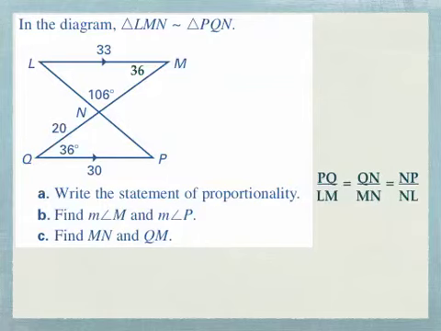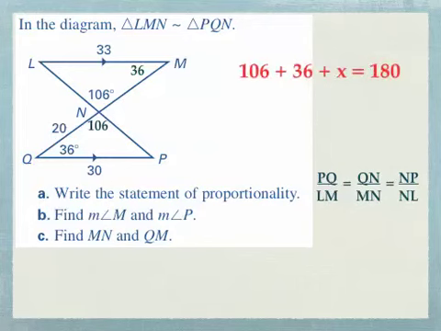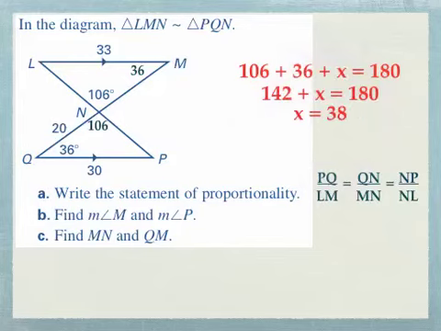To find the measure of angle P, first of all, I can say that because of vertical angles, because the top angle there is 106, the bottom angle QNP is going to be 106. And then I can use the triangle sum theorem to say that 106 plus 36 plus x, which would be the measure of angle P, equals 180. Go ahead and combine your 106 plus 36 is 142. I need to subtract 142 from both sides, and I get x is 38. So I can say that the measure of angle P is 38.